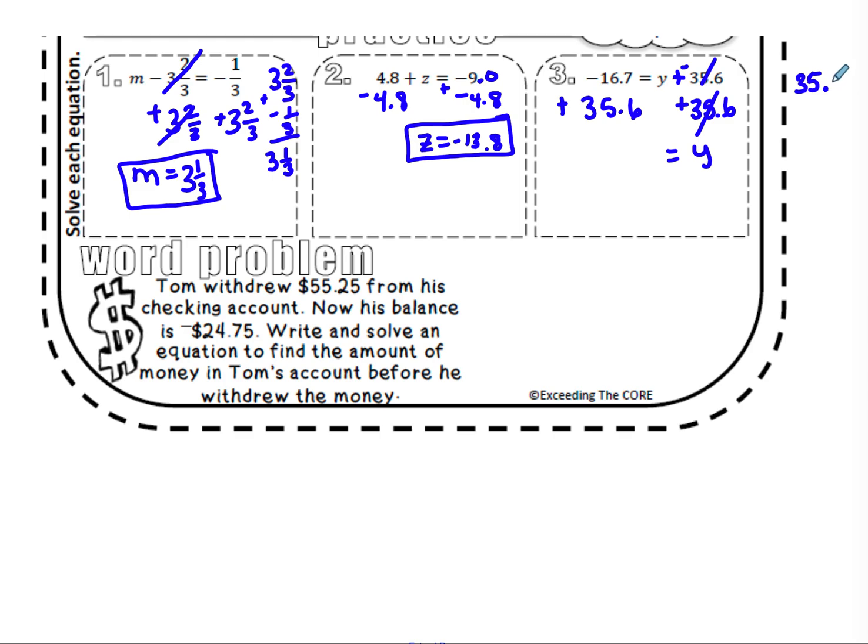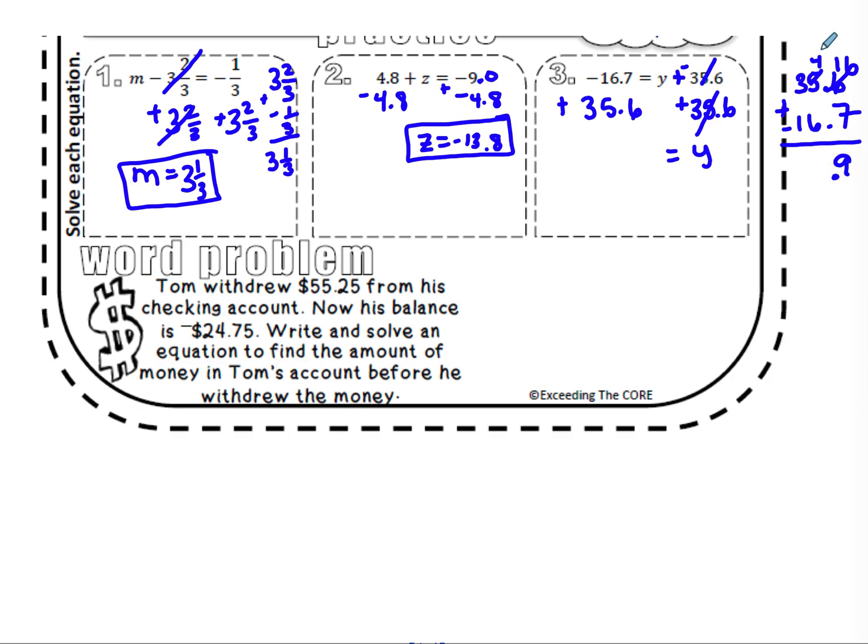35 and 6/10 plus a negative 16 and 7/10. So I've rewritten it with the greater absolute value on the top. Different signs, find the difference. Now I'm ready to subtract. 6 minus 7 takes me to the negatives. I need to borrow from that 5. I'm going to make it a 4. I'm going to make my 6 a 16. 16 minus 7 is 9.